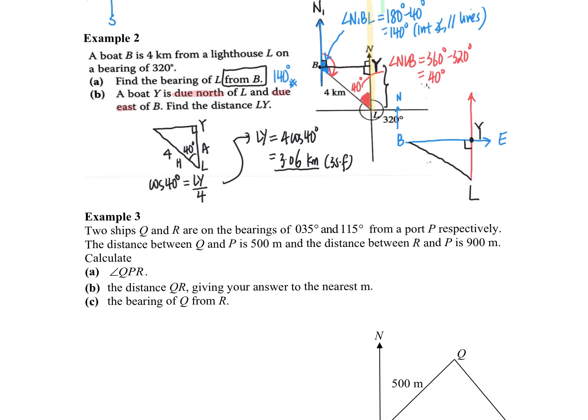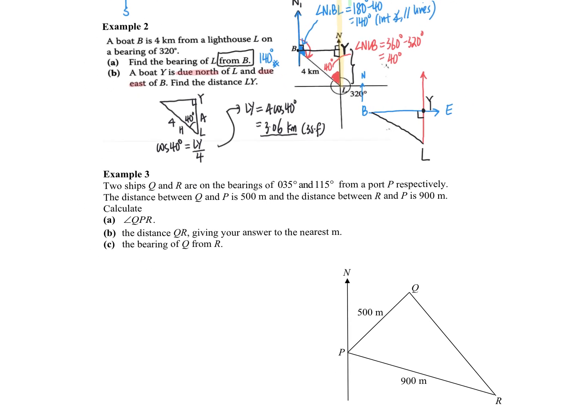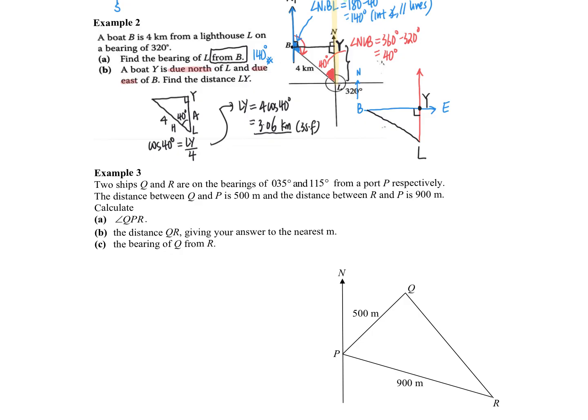So you see, the question just added that bearing component. But other than that, the rest are your trigo question. Okay, next one. Two ships, Q and R, are on a bearing of 35 degrees and 115 degrees from port P. So meaning from port P is where I am. So this is my starting point.